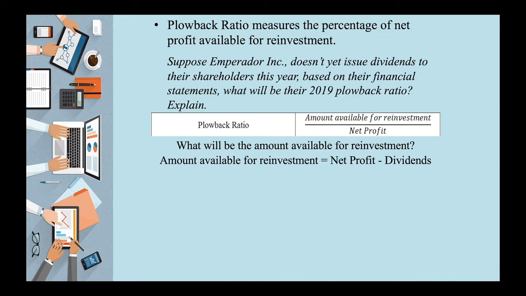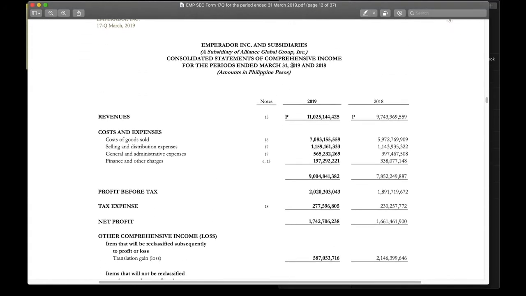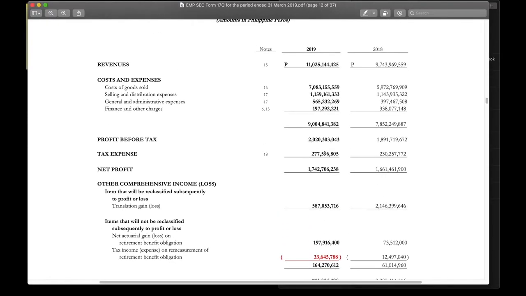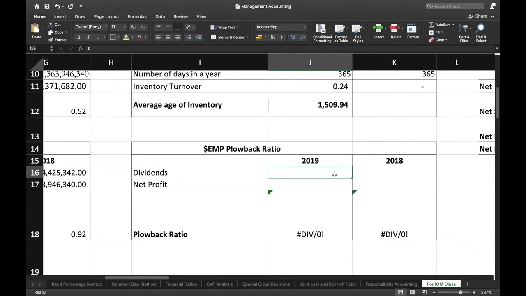And since the problem gave a condition that they have not issued dividends to shareholders this year, based on their financial statements, what is the 2019 flowback ratio? So, meaning to say, our dividends here will be 0. The net profit actually came from the income statement. Let's see, the net profit, this one. Let's copy this. Then we have nothing to subtract because we have no dividends for this year. So, it became 0. I've put it in.